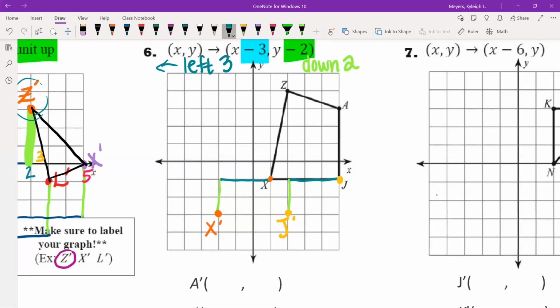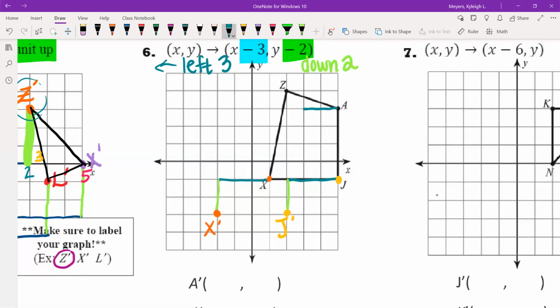Now I'm going to do A: left 3, 1, 2, 3, down 2, 1, 2. This is my A. And then the last one: left 3, 1, 2, 3, down 2. This is my Z with an apostrophe. Now I can connect all those points.